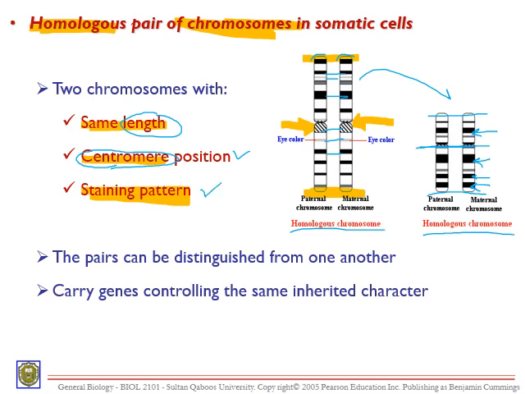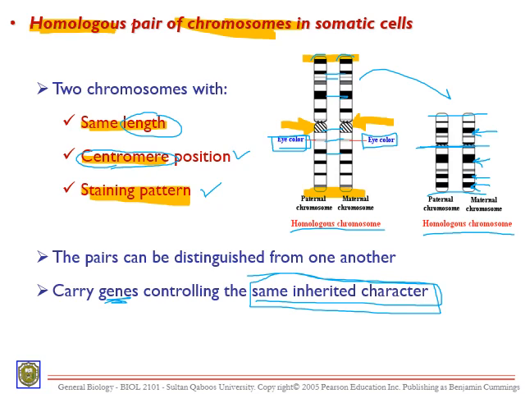Now, these homologous chromosomes carry genes that control the same inherited character, meaning the same traits. Okay, the same inherited characters. For example, as shown here in this figure, if a gene that codes for eye color is present in this location over here, then in the homologous pair, the gene that codes for eye color will be located in the exact same position.